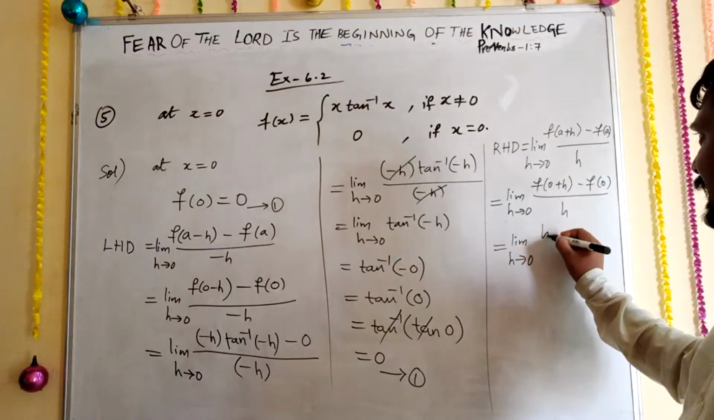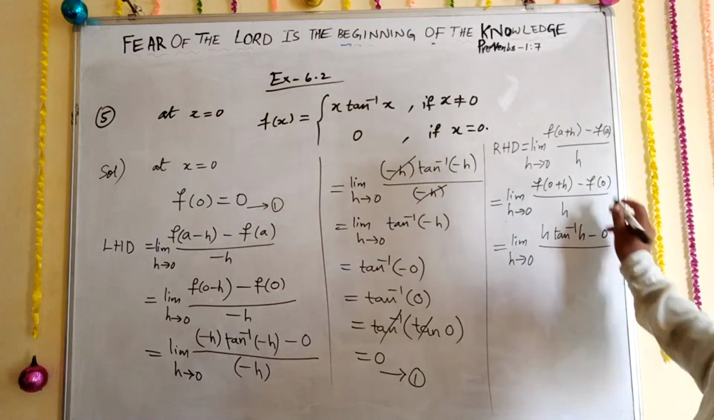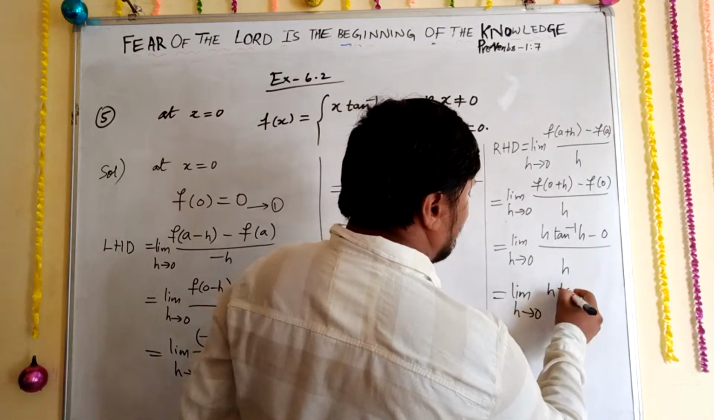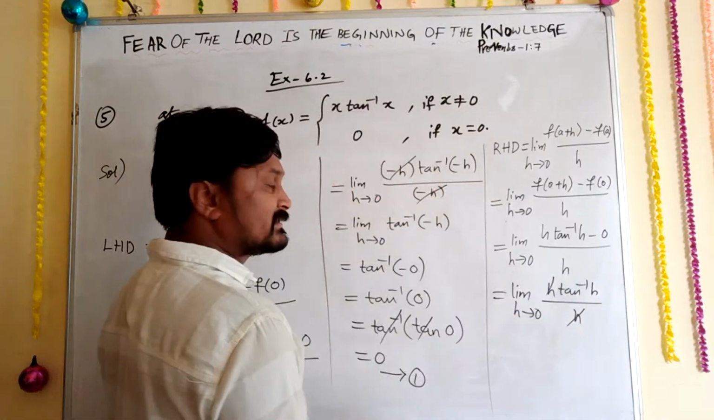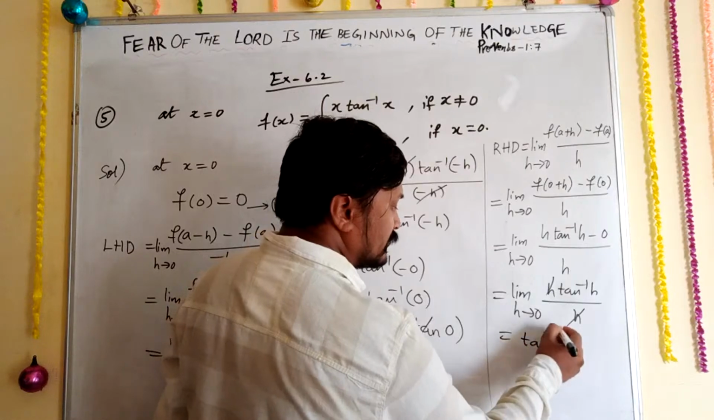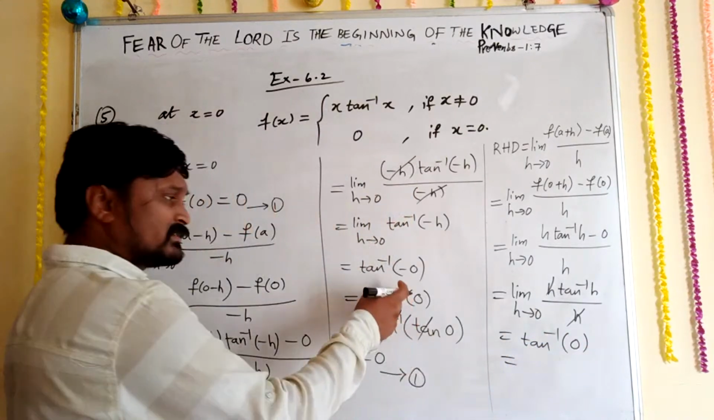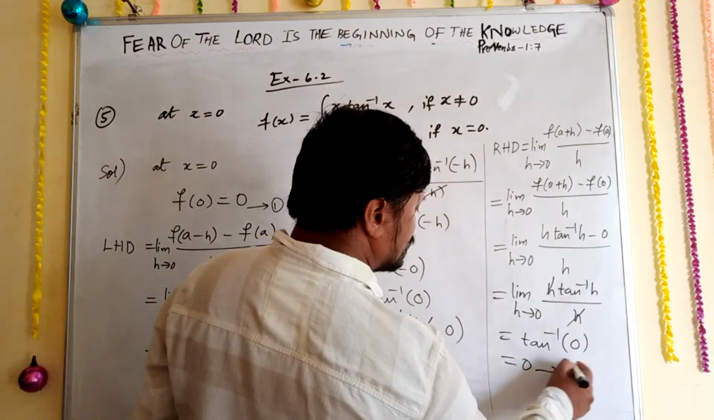So then we can write h tan inverse h minus 0, because f of 0 is 0, h tends to 0, h tan inverse h upon h. H gets cancelled. So now remove limit, apply your 0. So tan inverse h plus 0, that is tan inverse 0, which we already found as 0. Directly you can write it as 0. That is equation number 2.